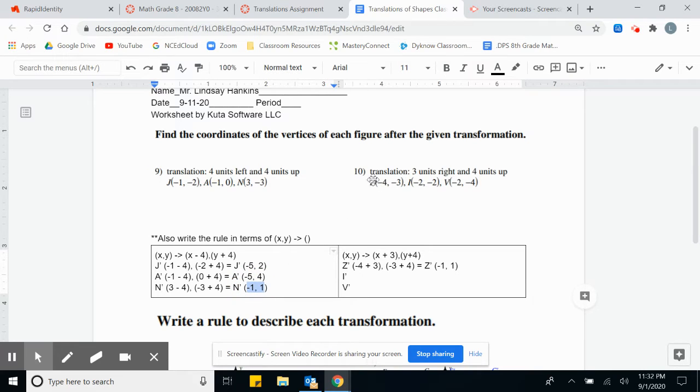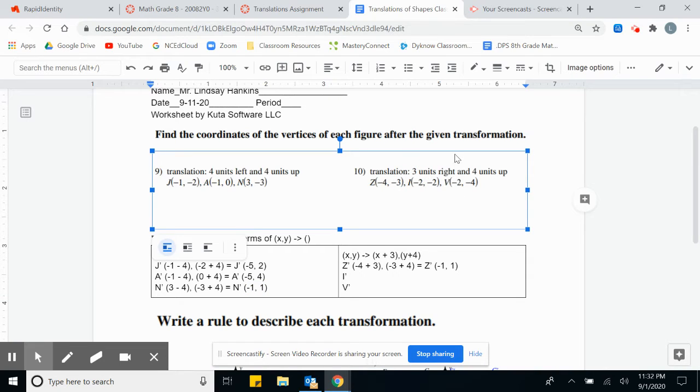Now, for 10, we see that the translation rule goes as follows: 3 units to the right and 4 units up, meaning you'll be changing the notations for Z, I, and V. 3 units to your right, which is positive, okay? And for the y-axis, it'll go 4 units up. So for notation Z, negative 3 is going to go up 4 units. In notation I, negative 2 is going to go up 4 units. And in notation V, negative 4 is going to go up by 4 units. All right, and remember, units to the left are negative, units to the right are positive, units up is positive, and units down is negative on that y-axis.